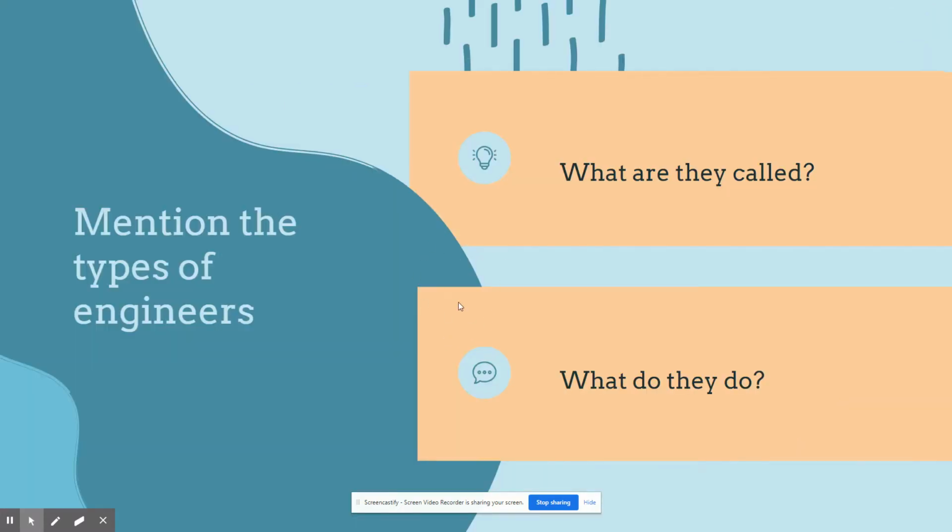Now this is your second question. Mention the types of engineers. So what are they called and what do they do? You can write this in your notebook if you want, but we're going to discuss this in class. And these are the questions that we're going to discuss. What are they called? What do they do?